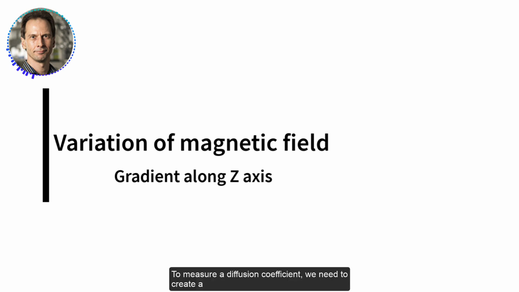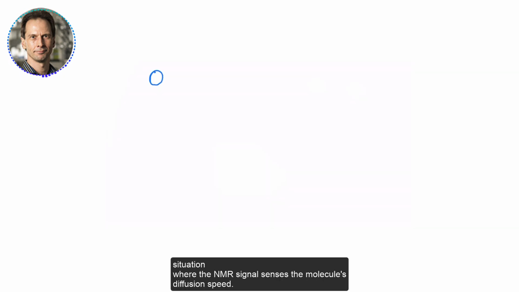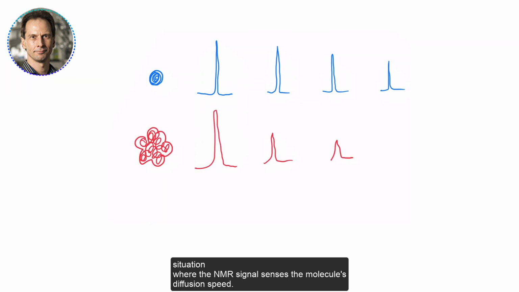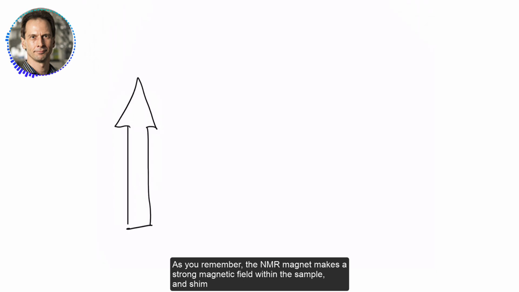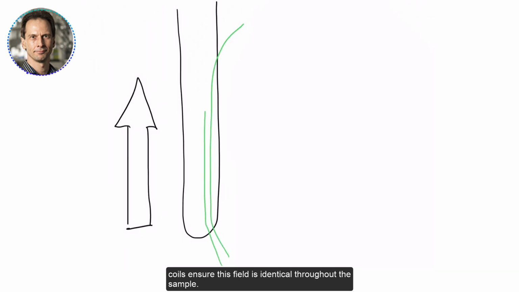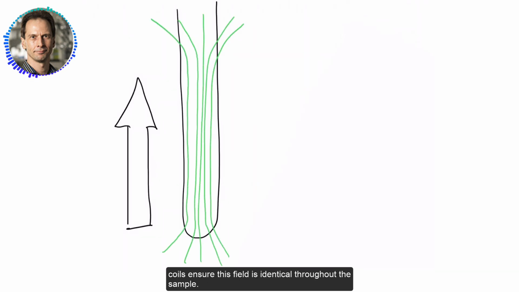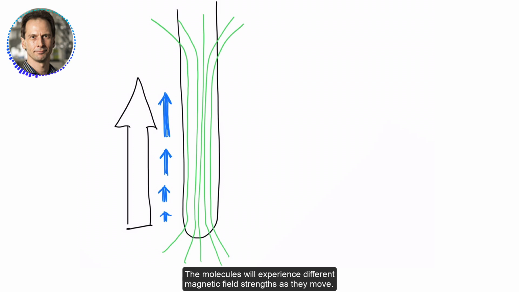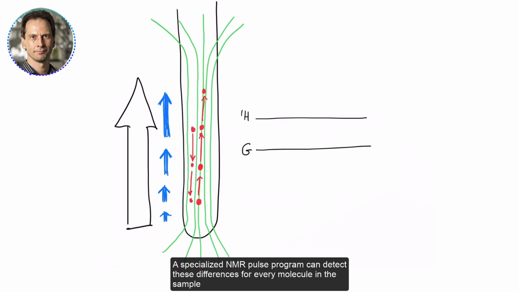To measure a diffusion coefficient, we need to create a situation where the NMR signal senses the molecule's diffusion speed. As you remember, the NMR magnet makes a strong magnetic field within the sample, and shim coils ensure this field is identical throughout the sample. Now, let's add a new magnetic field that increases along the length of the tube. The molecules will experience different magnetic field strengths as they move. A specialized NMR pulse program can detect these differences for every molecule in the sample.